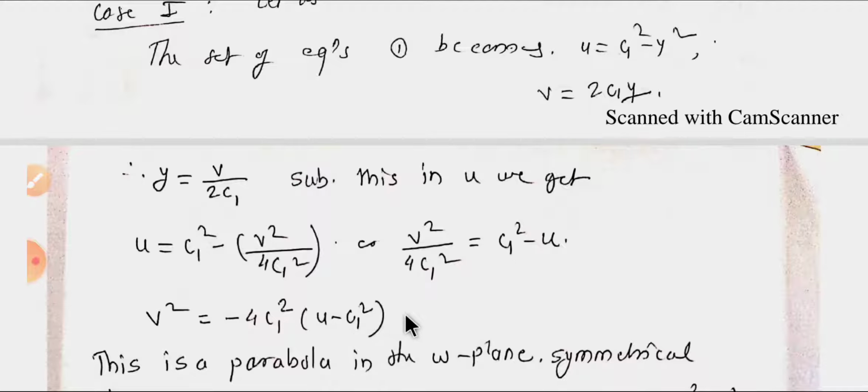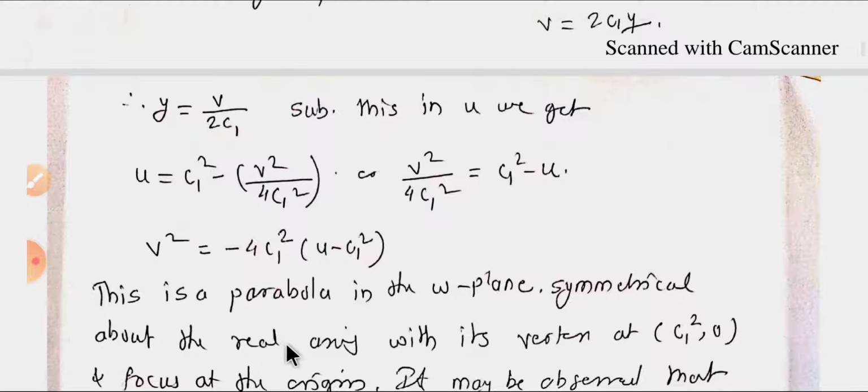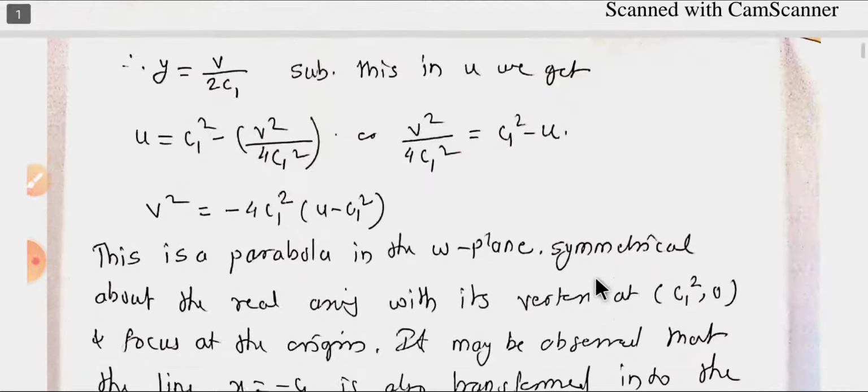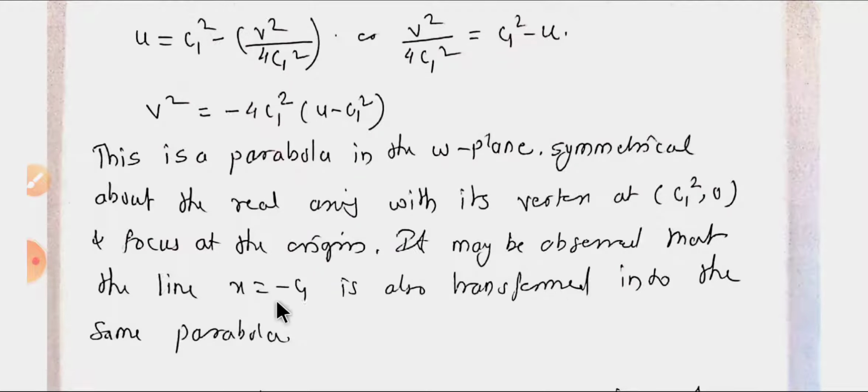So this is the parabolic equation in the w plane, symmetric about the real axis with its vertex at c1 square comma 0, which is in the form of y square equal to 4ax, and the focus is at the origin. Now here we observe that the line x equal to minus c1 also transforms into the same parabola. If x equal to c1 or x equal to minus c1, we get the same parabola.